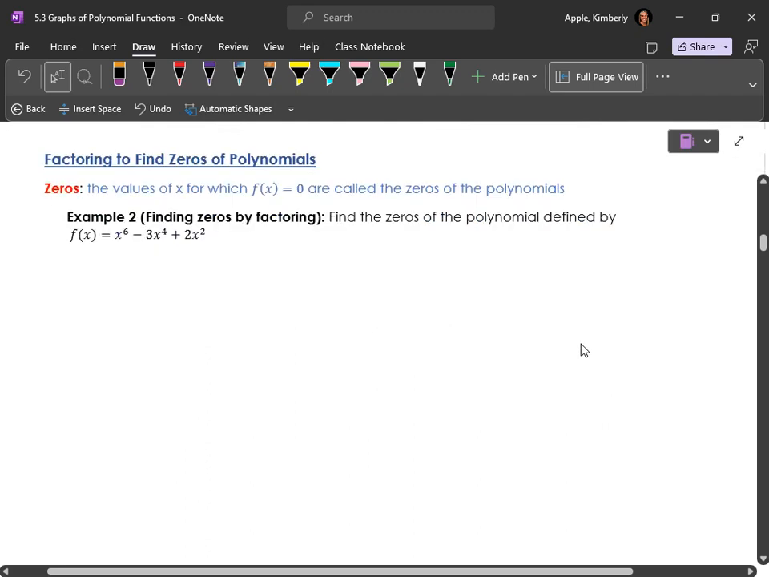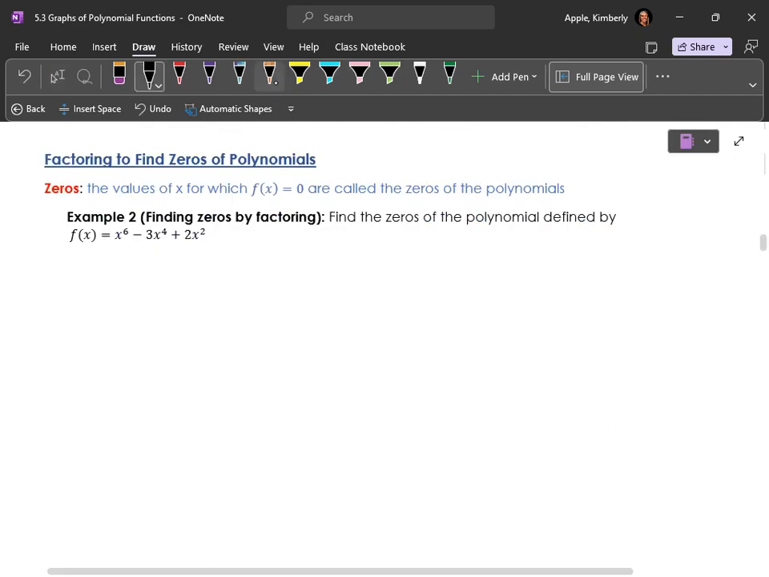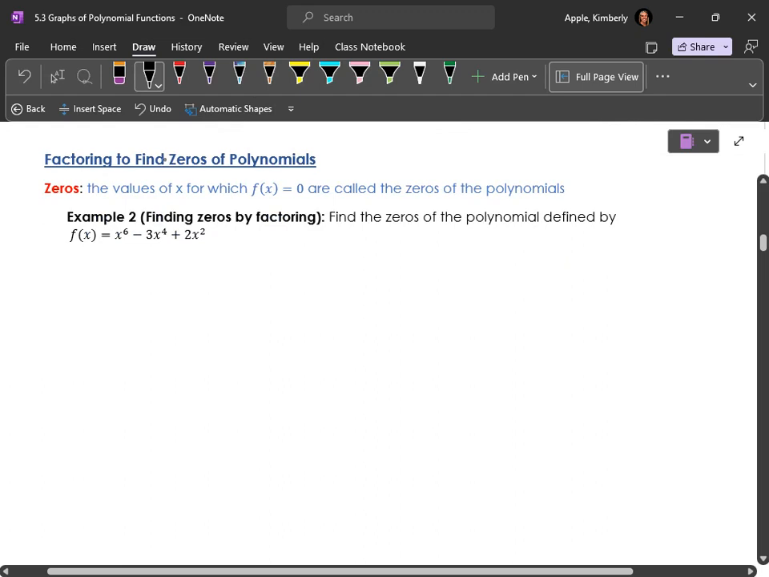The other is just factoring to find the zeros of a polynomial. And remember that a zero is just any value of x for which f of x equals 0. And these are called, again, the zeros of the polynomials. So we're going to go ahead and factor this function. The first thing we'll do is set it equal to 0. And I'm going to factor out a GCF, which is going to be x squared. So I'll be left with x to the fourth minus 3x squared plus 2.